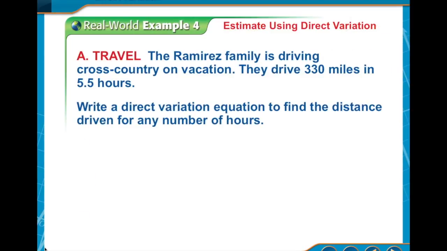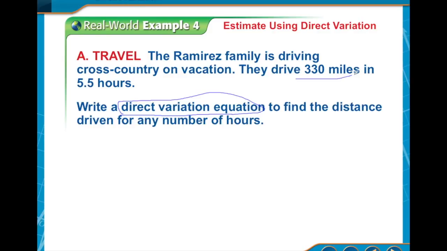Okay, so the fourth type of example we're going to work through has some real world context for us to think about. So this one is concerning travel. So the Ramirez family, they're driving cross country, going on a vacation. They drive a little more than 300 miles in 5.5 hours. We want to write an equation so that we can find out how far they drove for any number of hours, so that we could have an equation to understand how fast they're driving over time. So our goal is to write this direct variation equation.